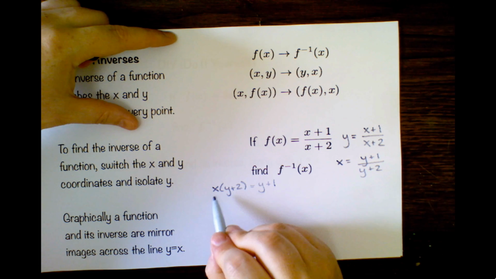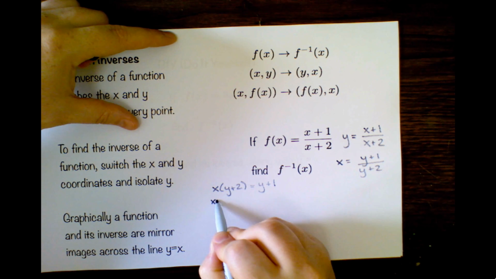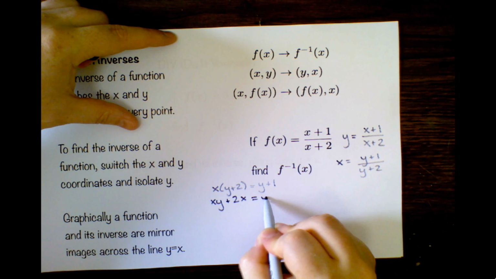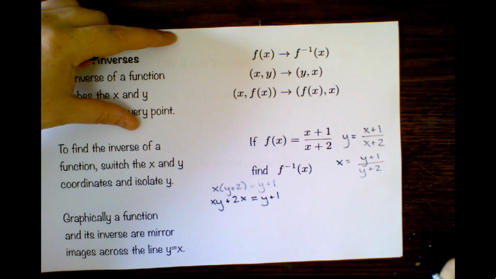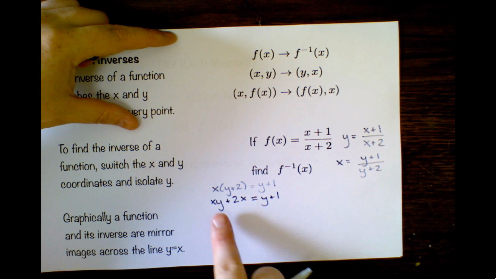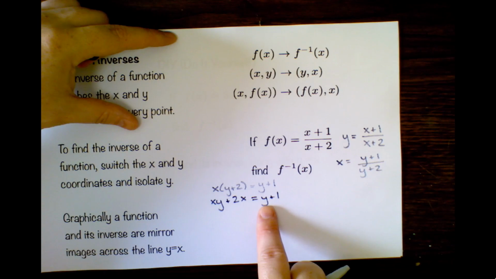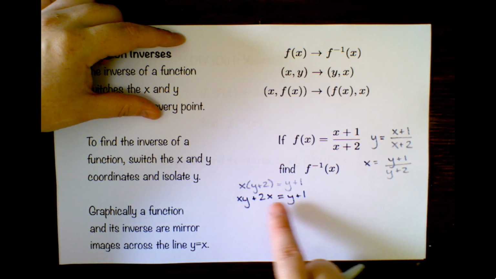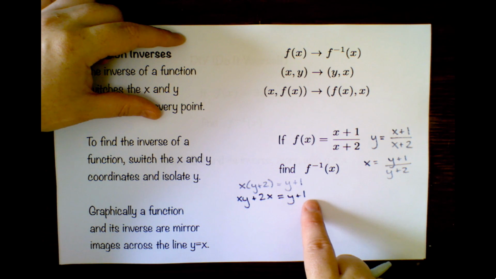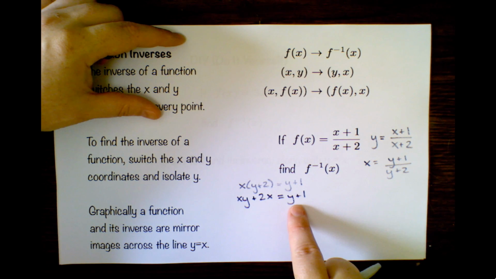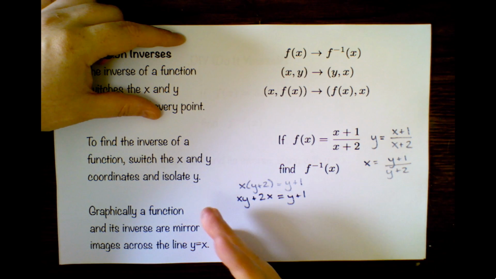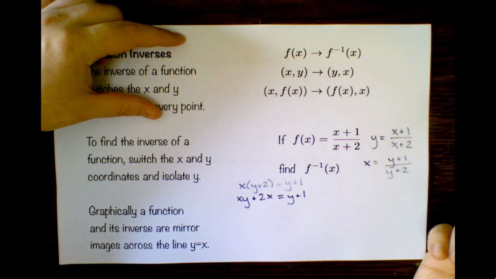I will go ahead and distribute my x, so I have x times y plus 2 times x, and that equals y plus 1. Now I have a bunch of terms with x. Well, 2. That's not really a bunch, is it? I have 2 terms with x, and I've got a couple terms, oh my gosh, 2 terms with y. y is the thing I'm trying to isolate. And a couple terms that don't have y. So I'm going to get all my y's on one side and everything else on the other side.